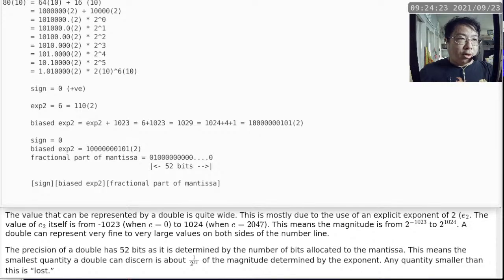Yes, it is always 1023 plus whatever the actual exponent is. That is correct. So Lisa is correct on both counts.